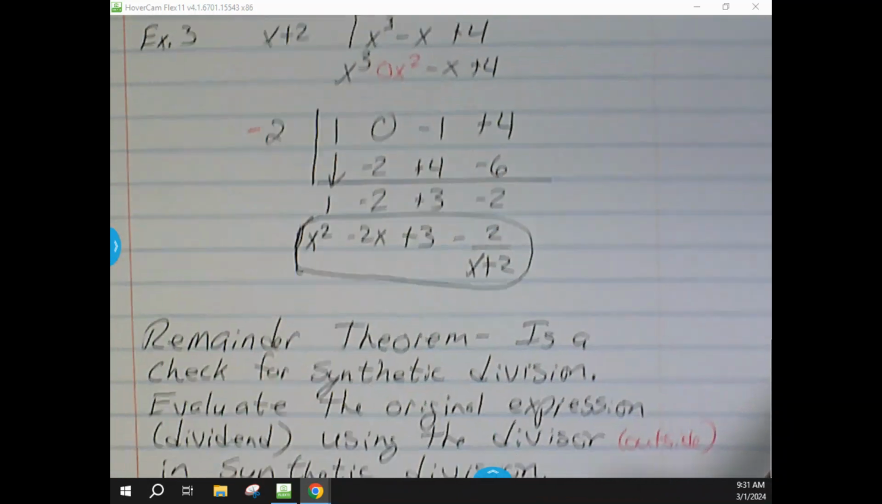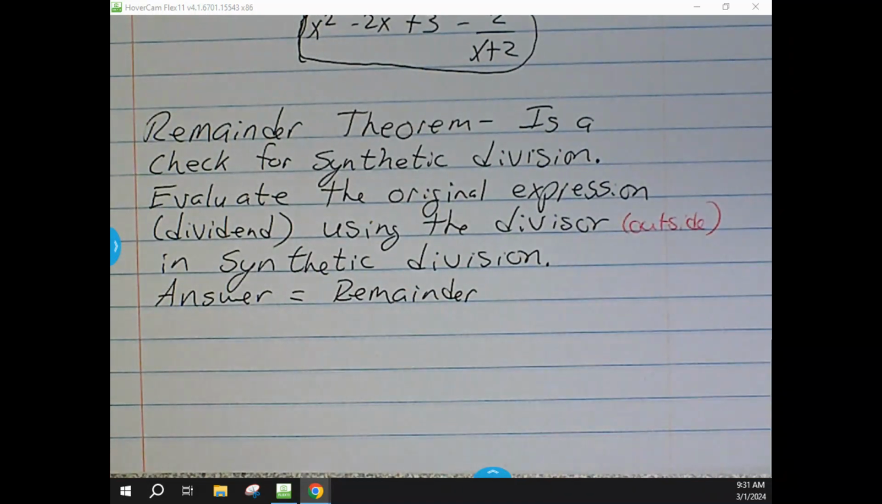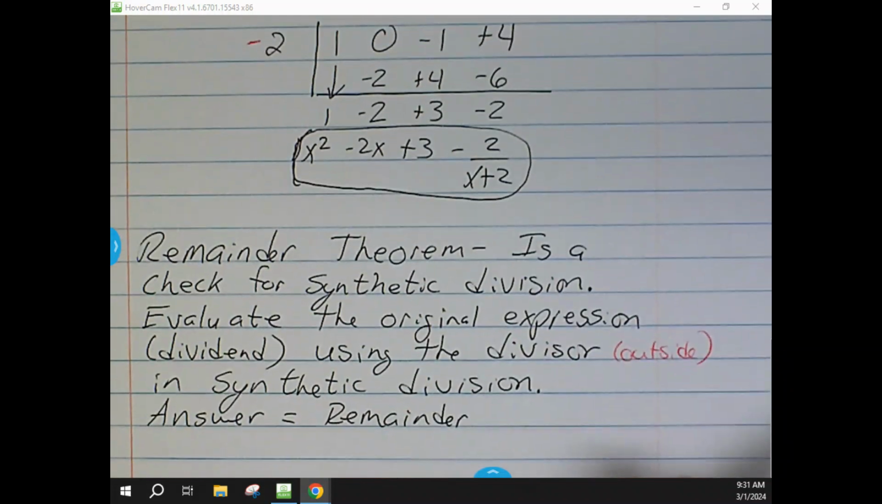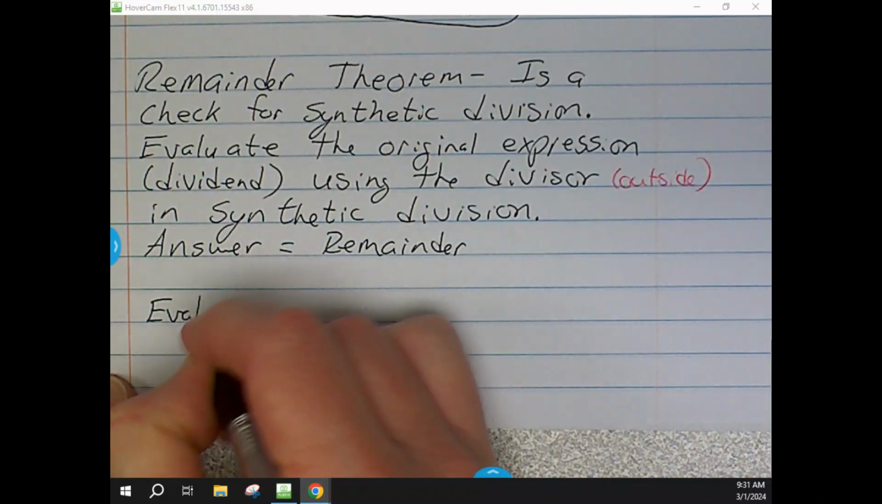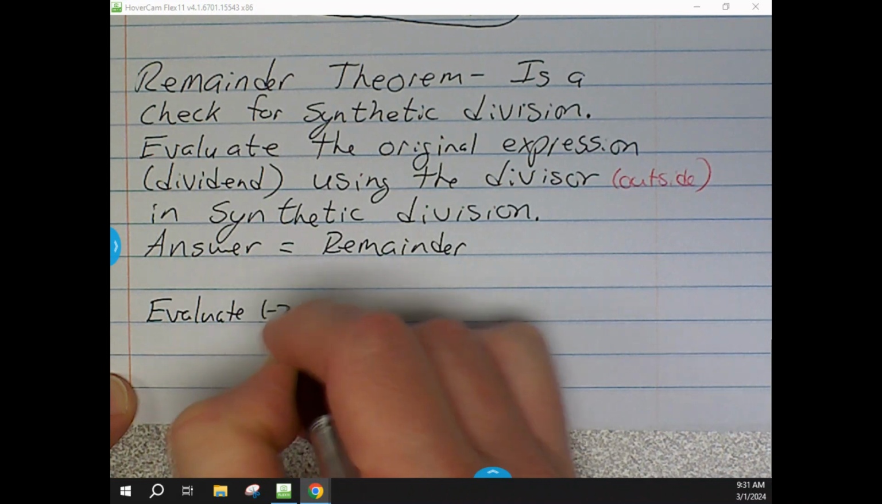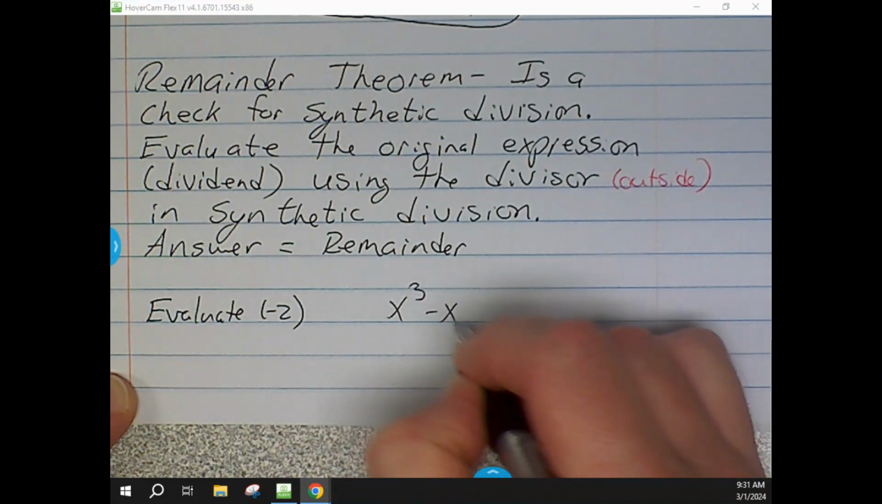So sometimes you may get an answer and look at the number and go, that answer doesn't seem like that would be right. You may get like negative 96. You may go, that just doesn't seem like that should be the correct answer. You can go back and do the remainder theorem to check and see if it actually works out. Okay, so for this problem, we were dividing everything by negative 2. So we're going to evaluate negative 2 in the original problem, which was x to the third minus x plus 4.